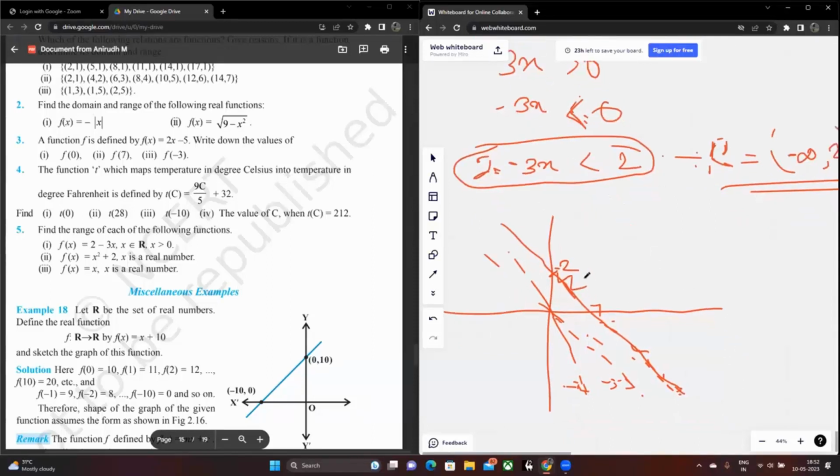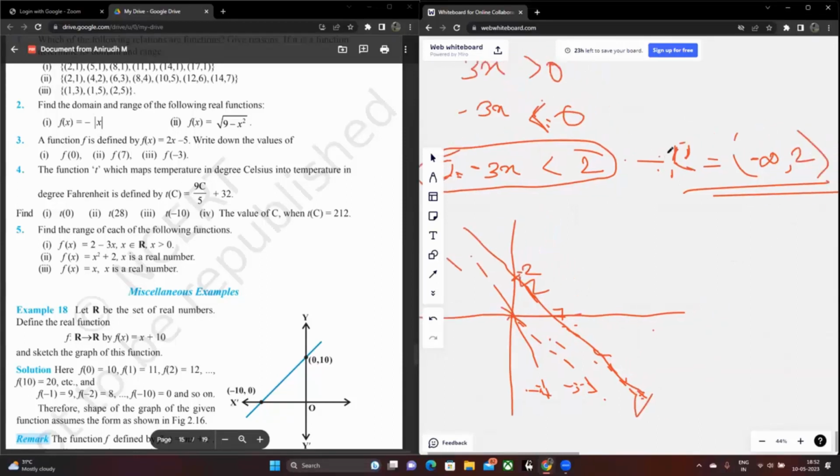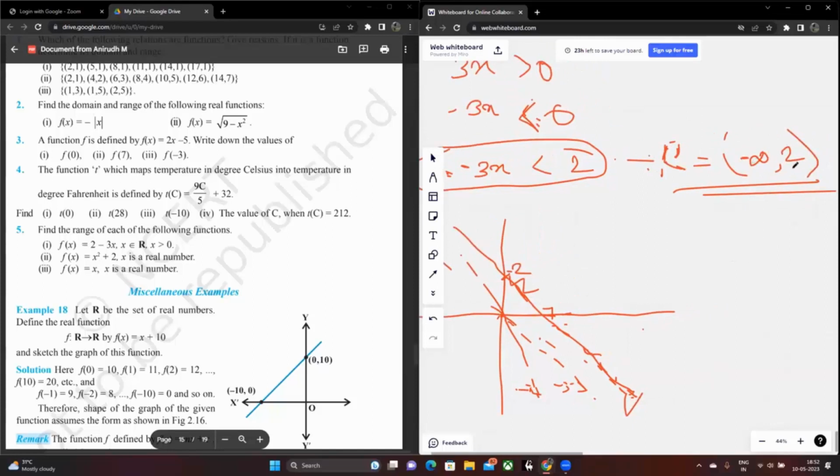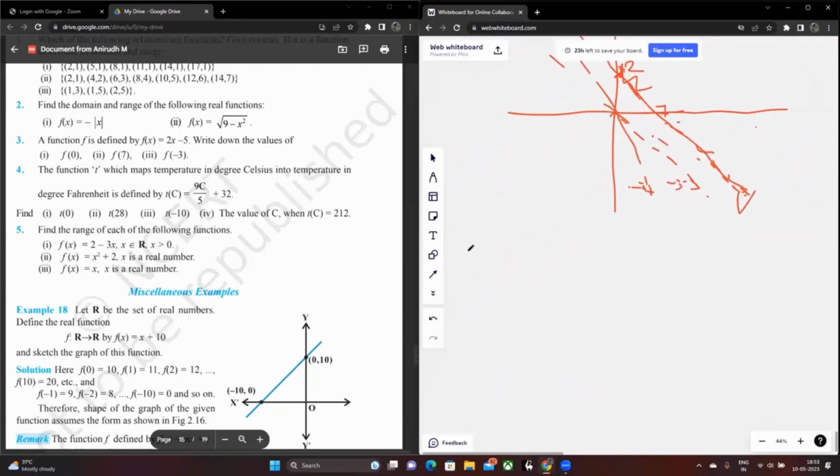So basically, if x is greater than 0, you have all y's mapped to all x's greater than 0. At 0, you have 2, and for x greater than 0, you have from minus infinity to 2, but 2 is not included. So the range is open minus infinity to open 2, right? So you have minus infinity to 2. That's the graph. Graphing is easier then.